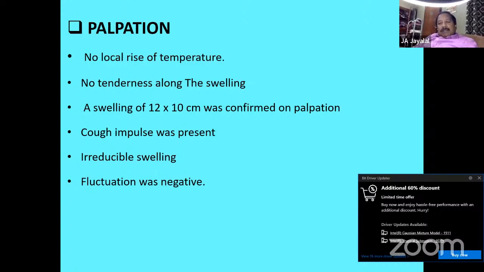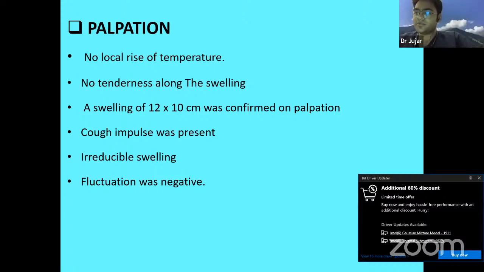Second, you are saying that you are able to see the cough impulse, but the swelling is irreducible. How in an irreducible swelling are you experiencing the cough impulse? There are 6 cardinal signs for inspection. We have to see the contour of the abdomen, the skin of the abdomen. We have to inspect the hernial orifices, and whether there are any peristaltic movements or any pulsatile swellings or not.